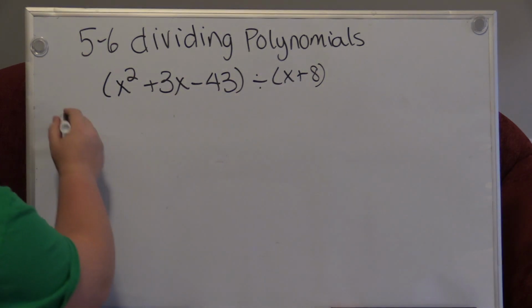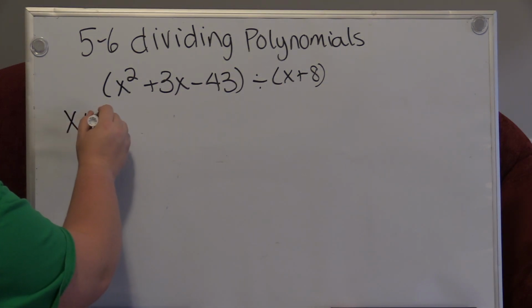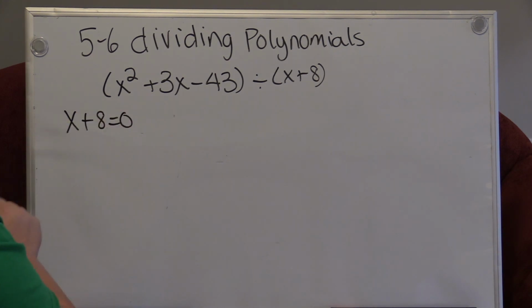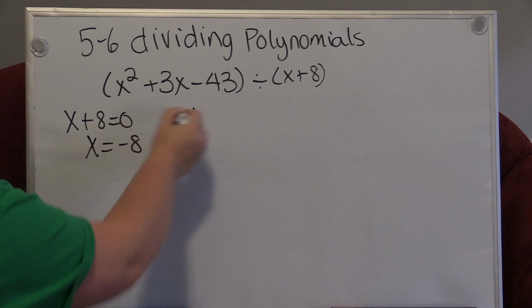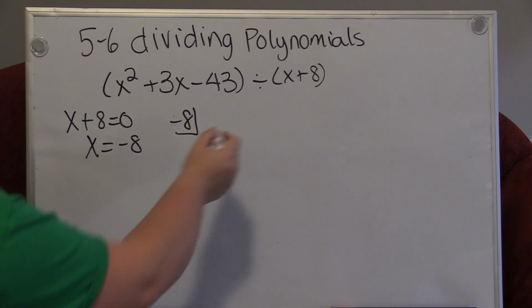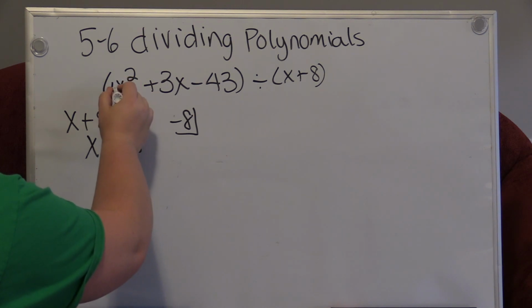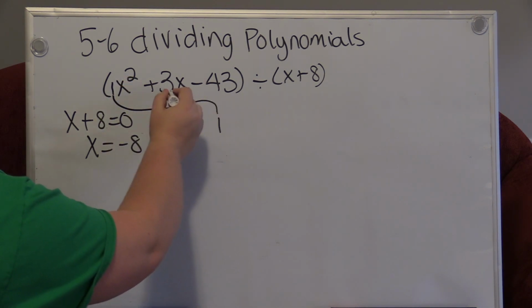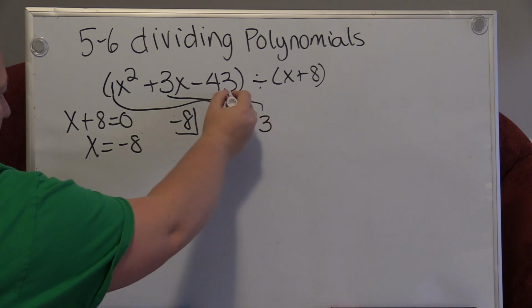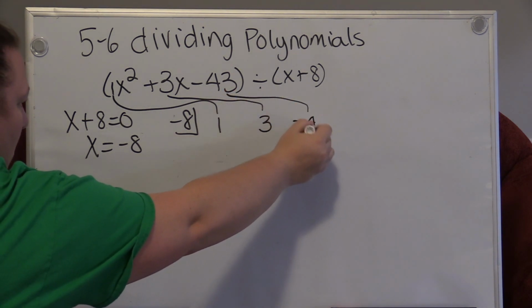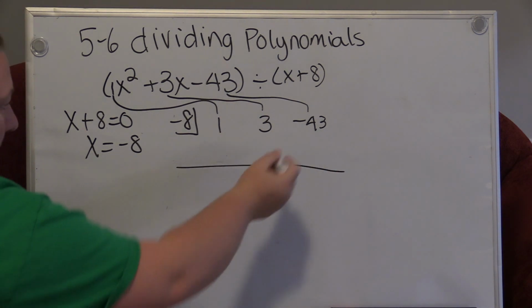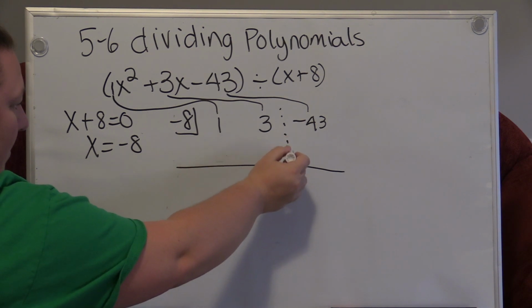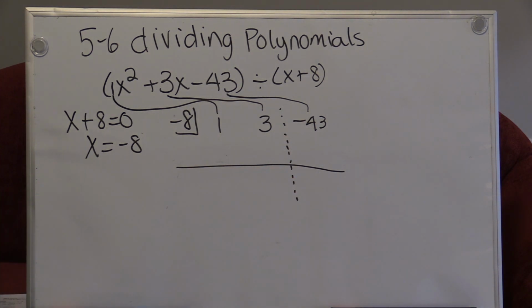We're going to start with what we're dividing by over here. And we're going to set that equal to 0. So x equals negative 8. I'm going to put negative 8 in a box over here. Now I'm going to bring down the coefficients all over here. And I like to put a dot here because my last term is always going to be my remainder.